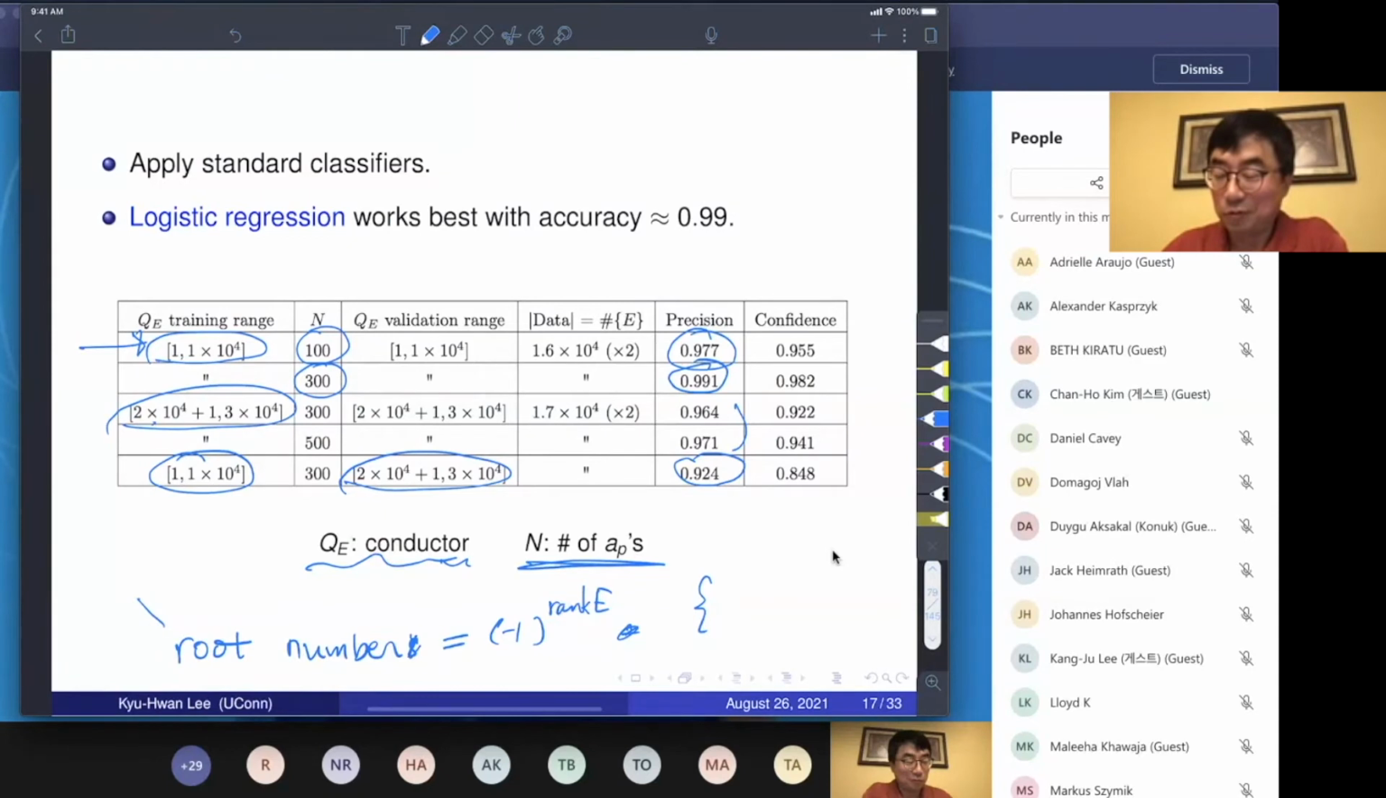Yeah, even the rank and root numbers are not easy to compute straightforwardly, but somehow this logistic regression could learn the numbers. That's quite interesting. Yeah, thank you. The rank is very, very difficult to compute.